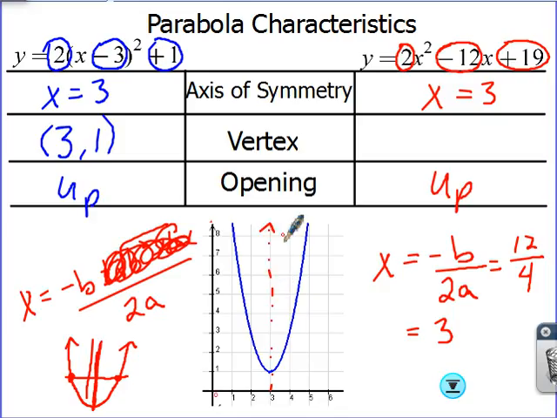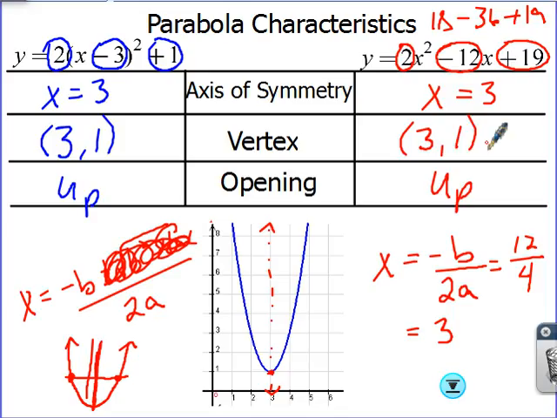Now, how are we going to find the vertex? Well, you've got half of it, because the axis of symmetry passes through the vertex, so you already have the x value of your axis of symmetry. How do you find the y that goes with it? Well, it's on the parabola. The vertex is right there. So in order to find the y value, plug in 3. You have 2 times 9, which is 18, minus 12 times 3, which is 36, plus 19. 18 and 19 is 37, minus 36 is 1.